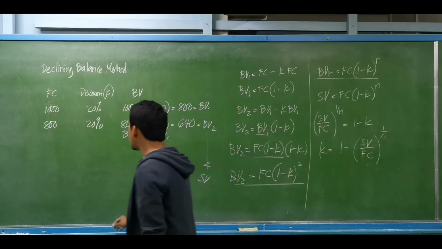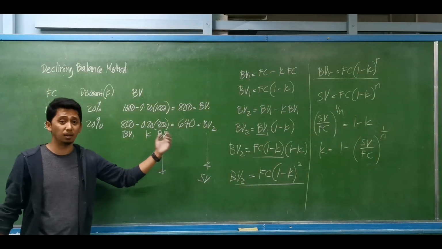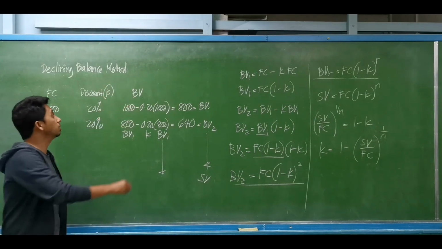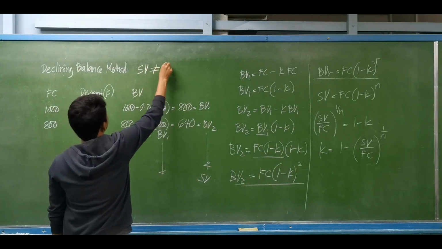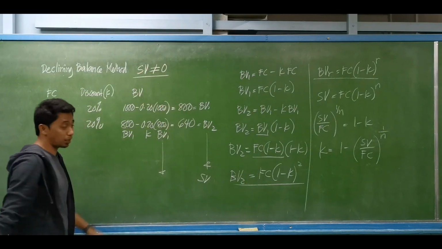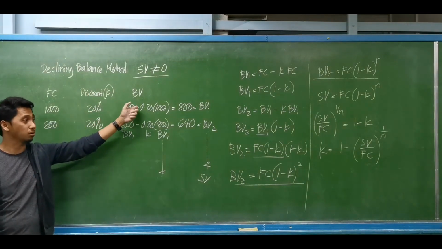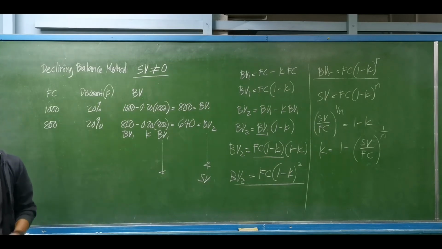So what is the limitation of the declining balance method? Kumbaga, kailan siya pwedeng gamitin, kailan hindi? What is the limitation of the declining balance method? The salvage value should not be equal to 0. That is the one rule for the declining balance method. The salvage value cannot be equal to 0. Okay? So let's have an example.